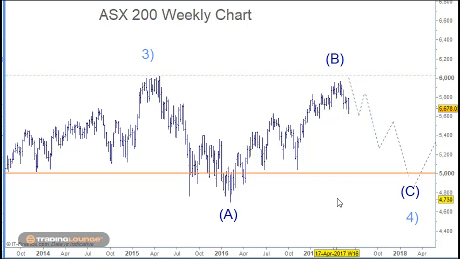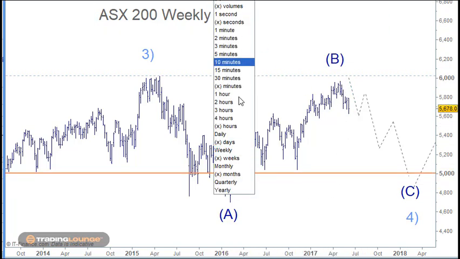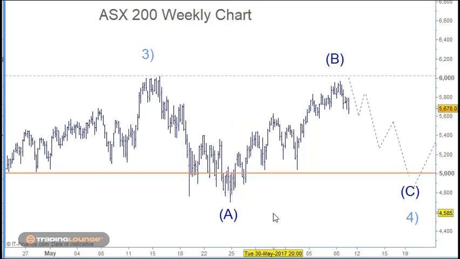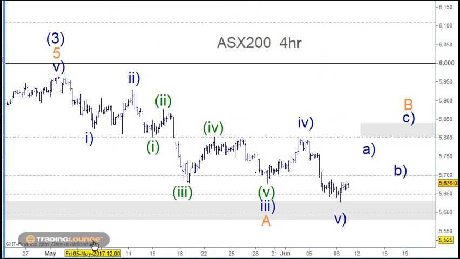They're both just as valid, but I prefer this one here because it does seem to count the 5 waves down at that point. So if I go to the 4-hour chart and look at those 5 waves, it does count as 1, a nice ABC for 2 here, then 1 and 2 and 3.